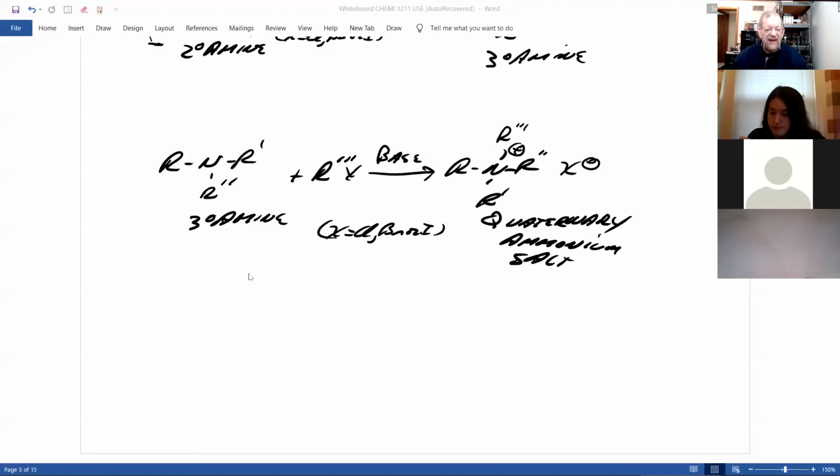All right, we're talking about quaternary ammonium salts. And you take a tertiary amine, react with an alkyl halide in the presence of base, and you get a quaternary ammonium salt. And don't forget, you always have to have an anion because all molecules have a net zero charge. But when you write it, you don't have to put the charges in. I always do. Good habits I won't change.